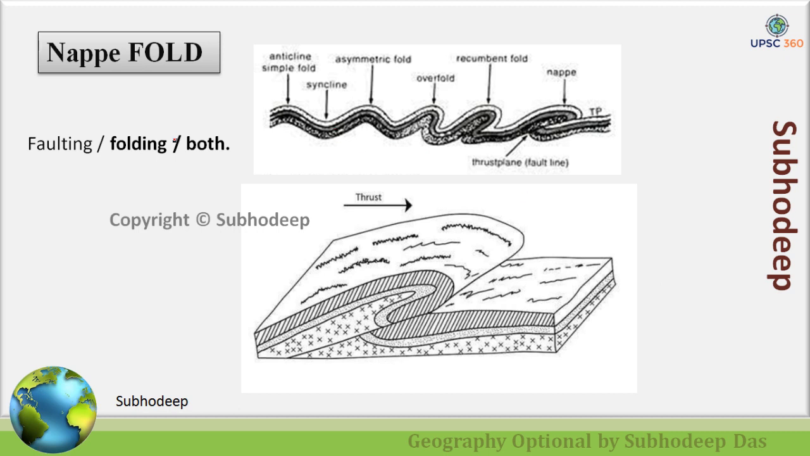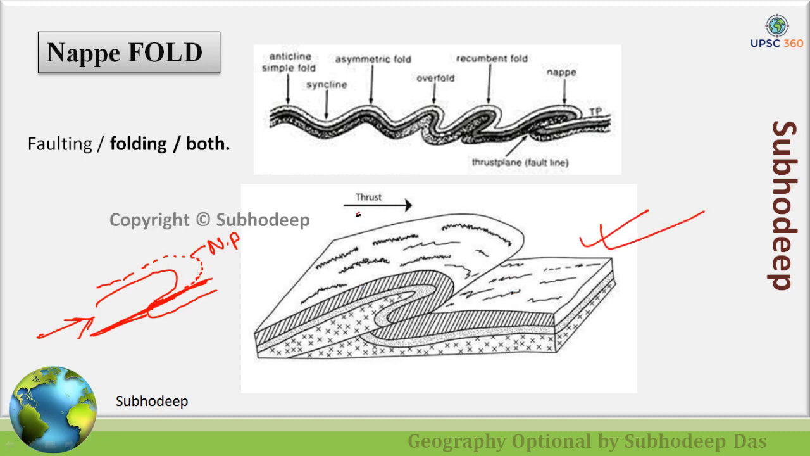Next is nap fold. See, what happens is that this type of fold has already happened. Say for example, this fold has already happened, right? Further, if compressive forces are acting along this plane, then this will break apart, and what was earlier here will now shift to this position. This will be the new position, right? So in this case, as we can see in this picture as well, thrust is in this area, right? So that's why these kinds of folds are called nap fold. All right.